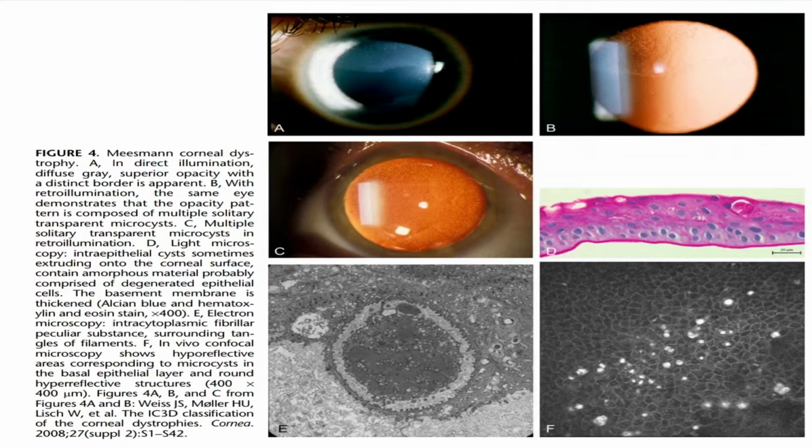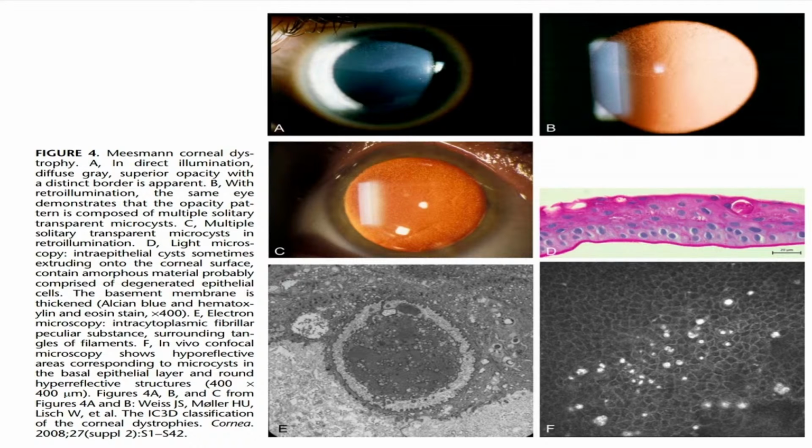In Meesmann corneal dystrophy, on direct illumination, you can see a grey opacity superiorly with a distinct border. And in the same eye, on retro-illumination, we can see multiple solitary transparent microcysts. The picture also shows multiple solitary microcysts on retro-illumination.